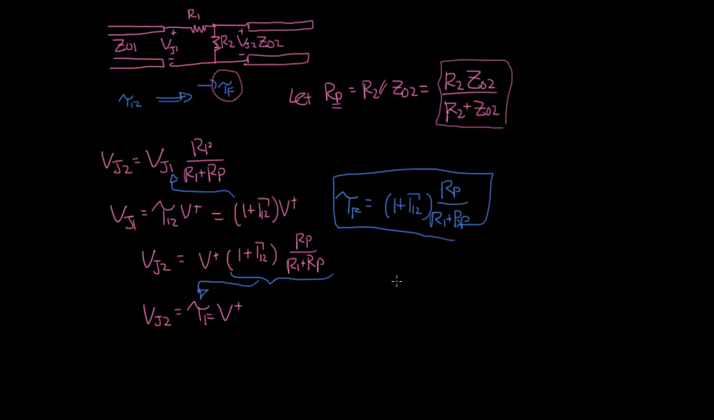And remember, you would have to go back and do the same thing to find the equivalent of, I'll just call it tau back, where you're relating VJ1 in terms of VJ2, but the process is very similar. And then you would relate that to the V minus coming in. And once you find these two values, you just put those in your reflection diagram, and then it's the same as the situation when there wasn't any circuitry in between.